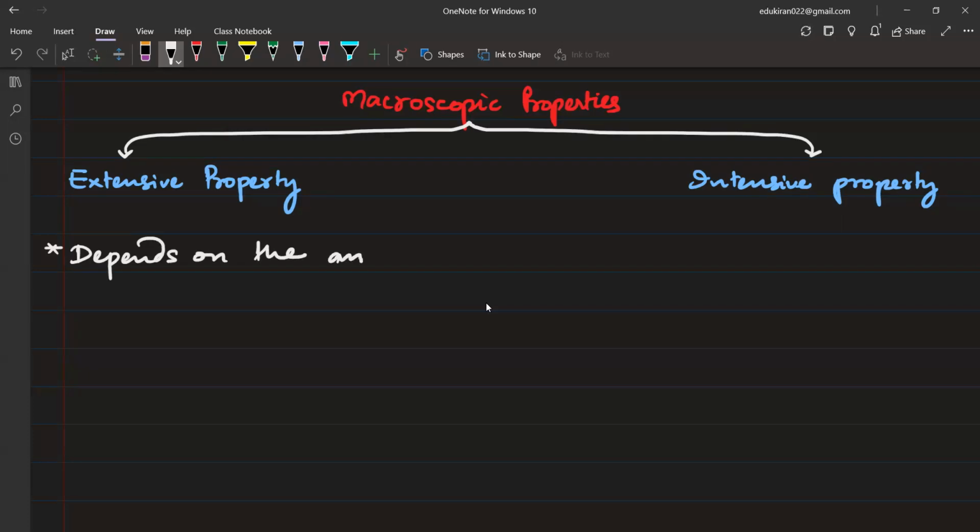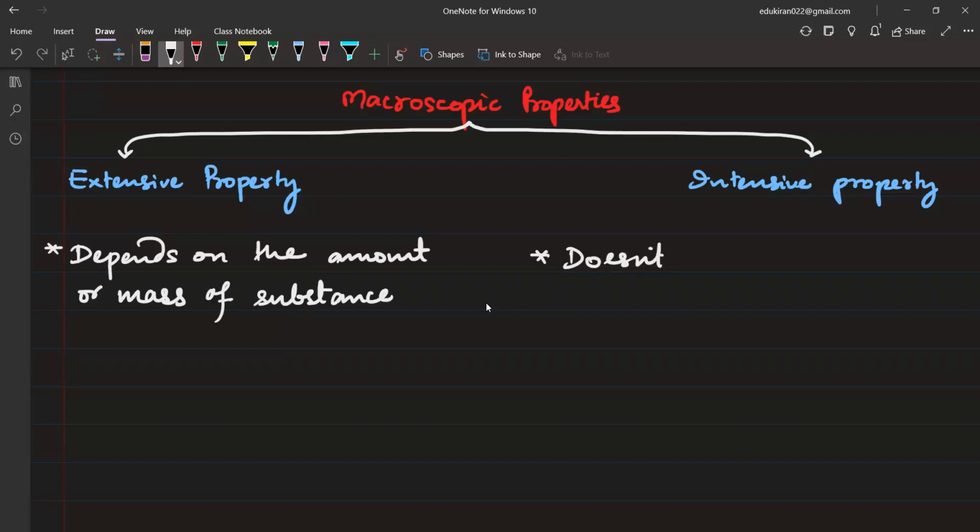the amount or mass of substance. This depends, or rather I should say does not depend, on the amount or mass of substance.